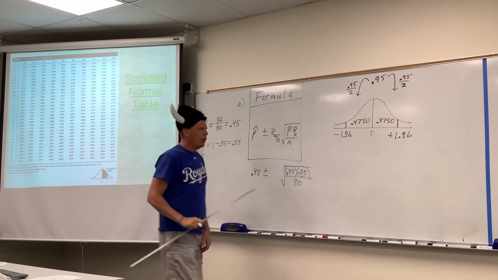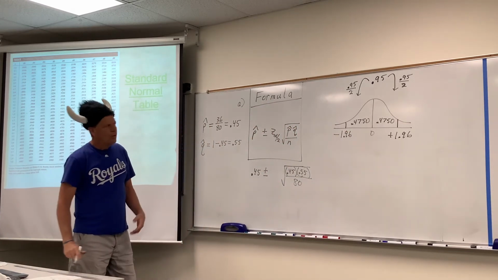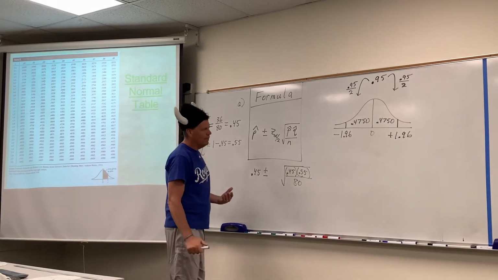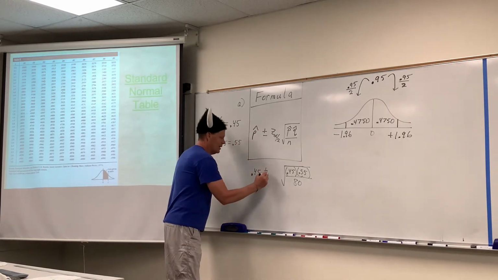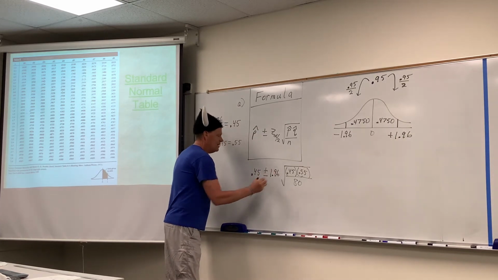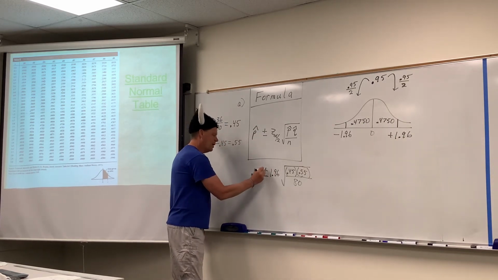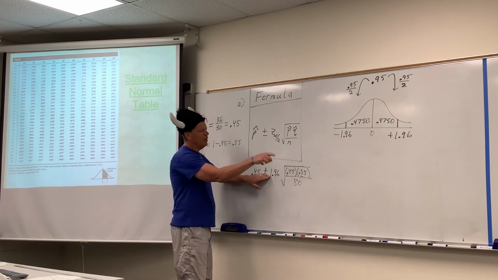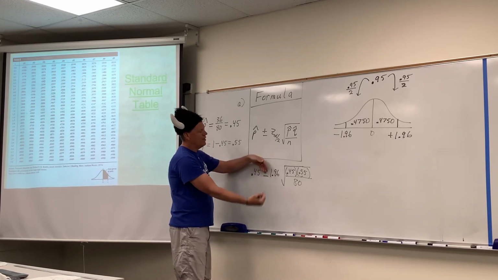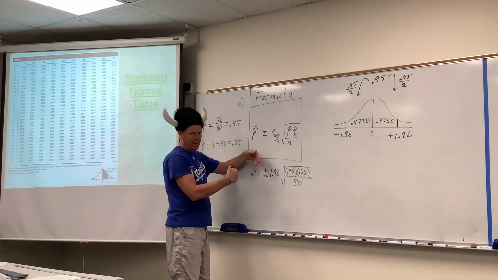There you go. Now you might say, which one are we supposed to put into the formula? Both, plus or minus. See, this takes care of both of them, plus and minus. 1.96 standard deviations above the mean, plus, and 1.96 standard deviations below the mean, minus.